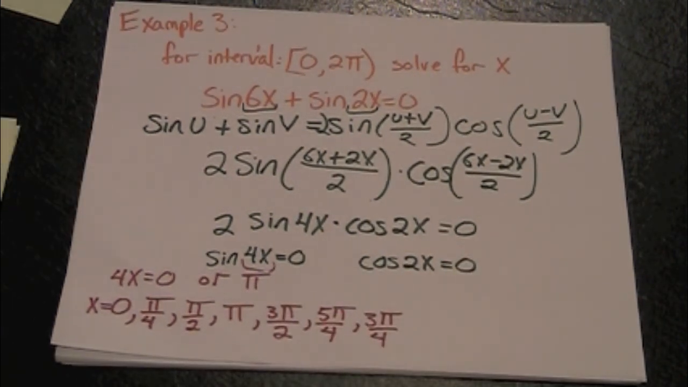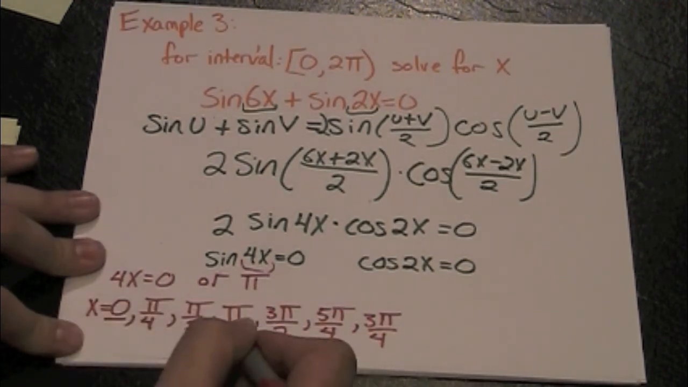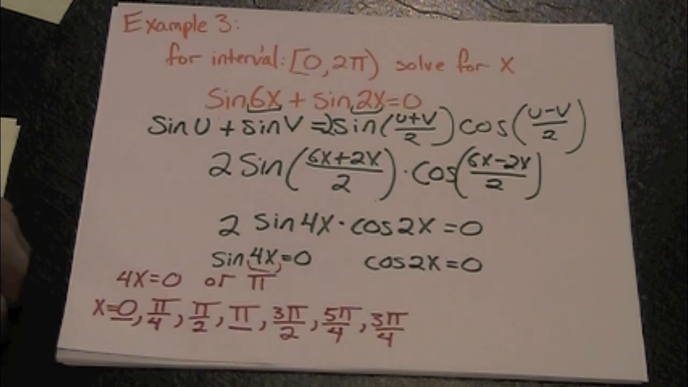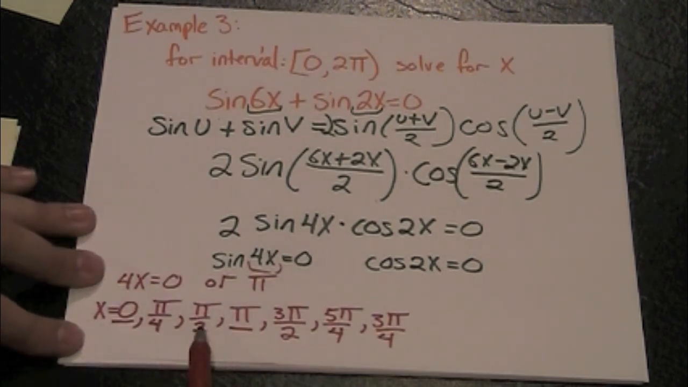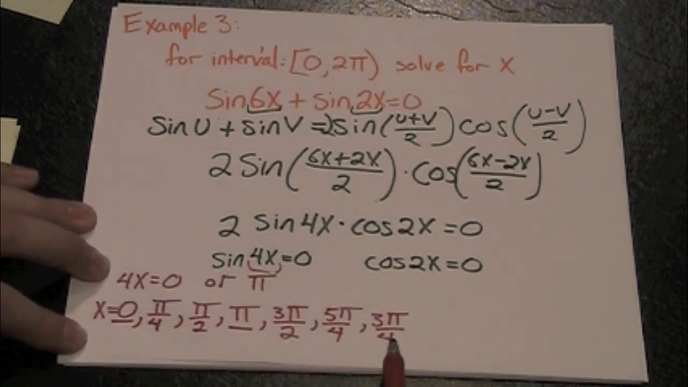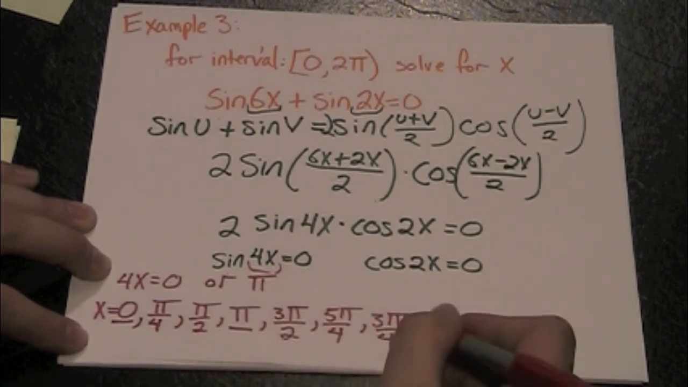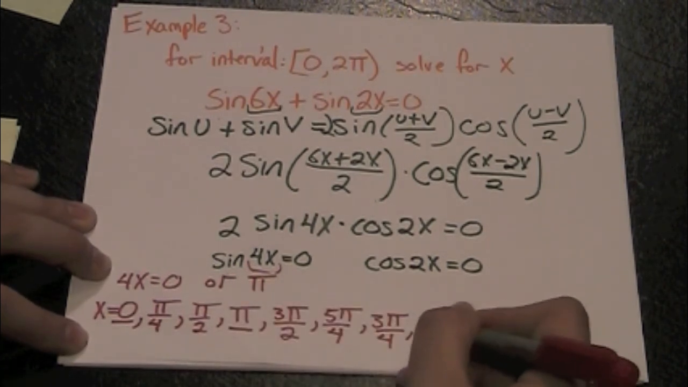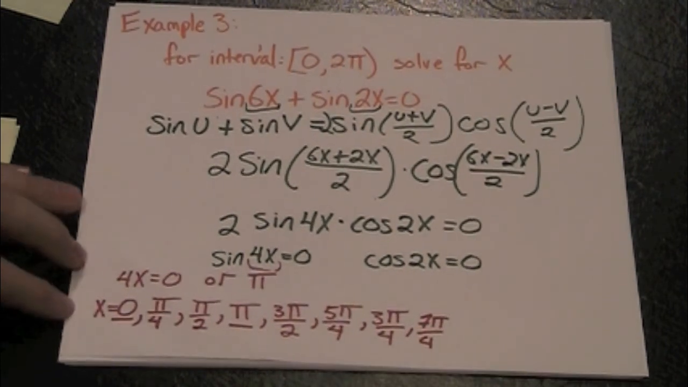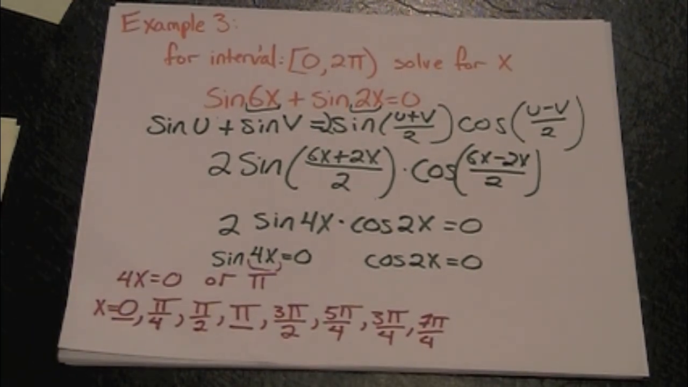So instead of our two solutions of 0 and pi, we're going to have many solutions. Every pi over 4 is going to be a solution. So I have pi over 4, 2 pi over 4, 3 pi over 4, 4 pi over 4, 5 pi over 4, 6 pi over 4, 7 pi over 4, and 2 pi, but 2 pi is excluded from our interval.